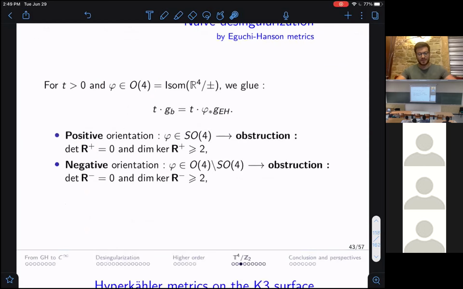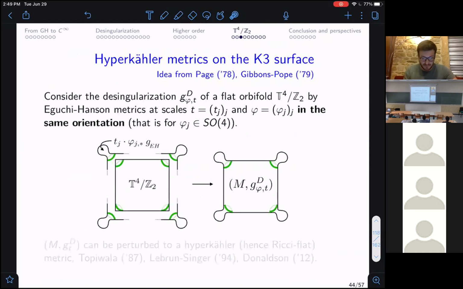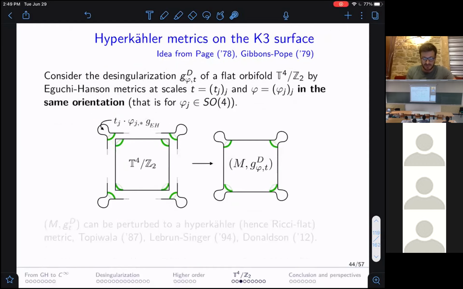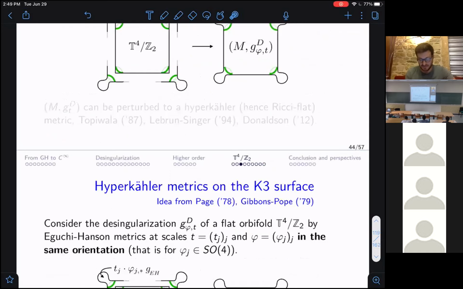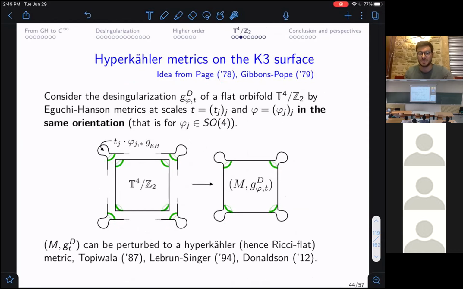Why is it an important example? Well, it's because Page and Gibbons-Pope gave a picture of what should be a hyperkähler metric on K3 by taking this orbifold and desingularizing it by 16 Eguchi-Hanson metrics, but in the same orientation. They are all in SO4 here. If you do that, it's been proven by mathematicians that you can perturb the naive gluing to a Ricci flat and even hyperkähler metric here.